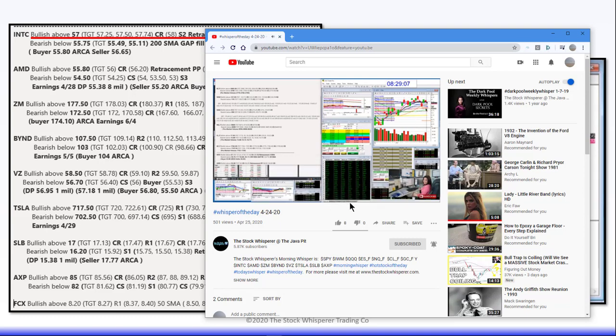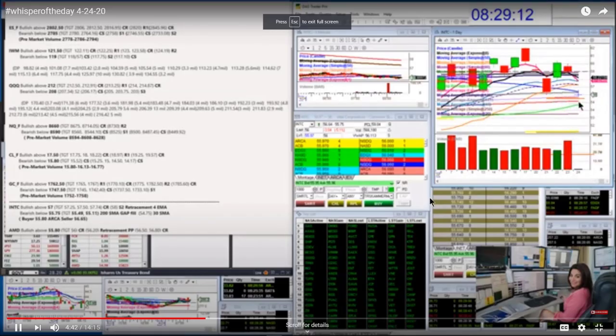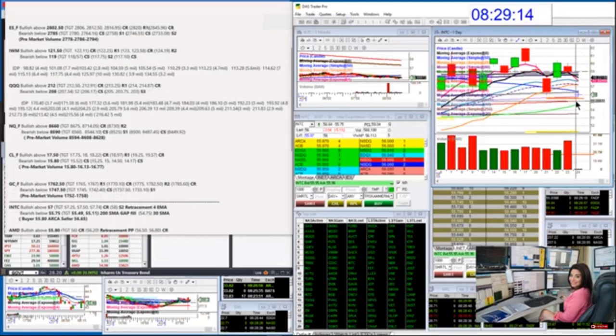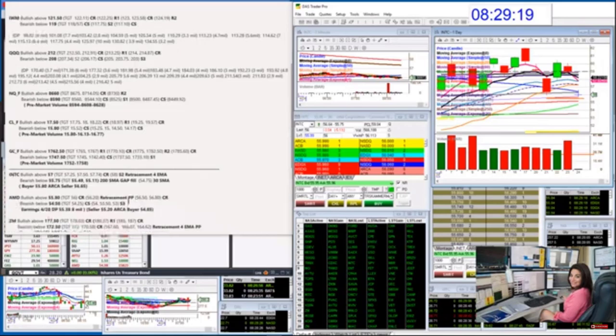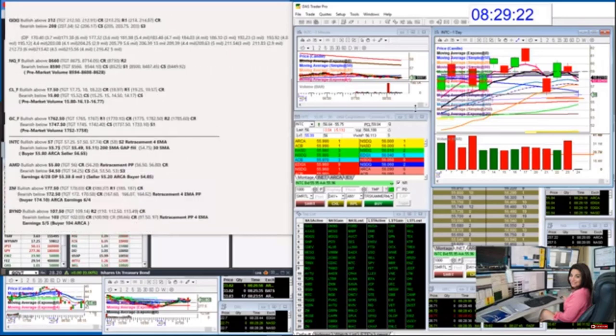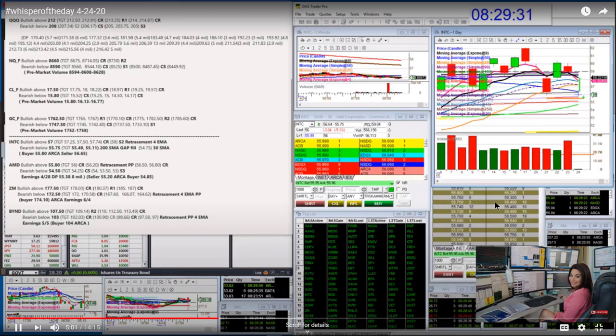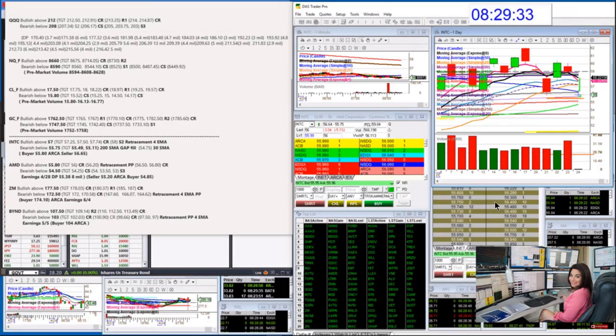55 level, a 200 simple moving average is right there. As a swing trader, just zoom in on that red line. Yep, as a swing trader, long-term holders, they will sell if it goes below that line. So today, though, for a day trade, we're going to be bullish above 57 for a retracement trade. It might retrace that right shoulder before moving back down again. And we're going to be bearish below 55.75. But again, for swinging, you can see I did put that in here, this 200 simple moving average, and there's a gap fill.